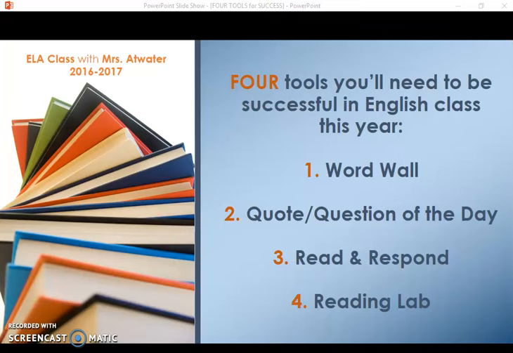You'll always have a word wall to complete, and I'm going to go through and explain each one. But you'll always have a word wall. Each day there will be a question of the day or some quote that you have to think through and discover its meaning. You will always have a read and respond, which basically means that you'll have a reading and you have some questions to answer or a paragraph to answer about it. And then fourth, reading labs. And I will explain that as we go.